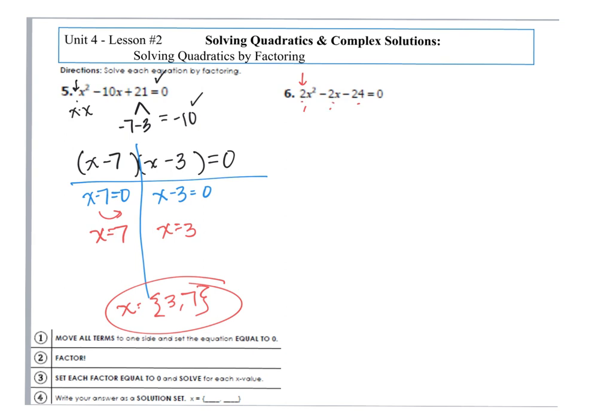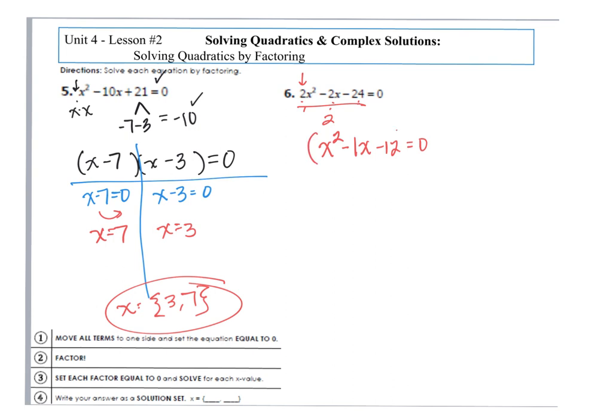Does 2 go into all 3 terms? And it does. So we need to divide it out first. Otherwise, we can't do our factoring. So we have, let's see, my pen's not working. Here we go. Positive x squared, and then negative 2x divided by 2 is negative 1x, and negative 24 divided by 2 is negative 12.